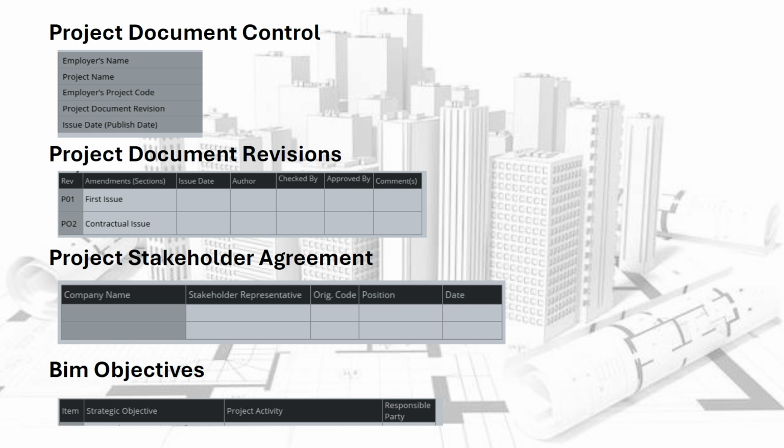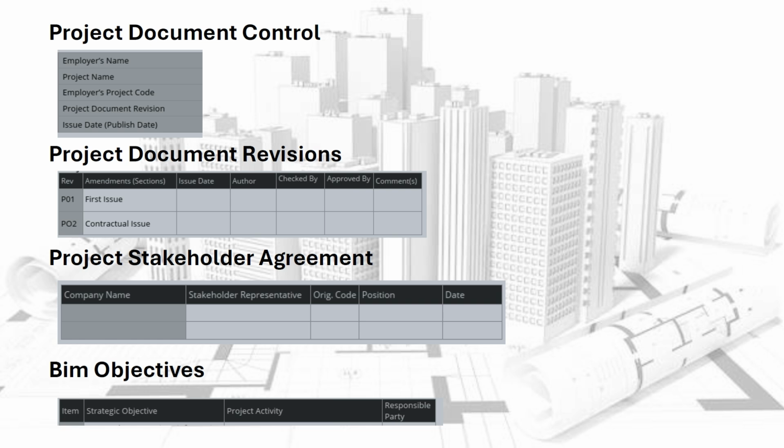In a BIM Execution Plan, BEP, clearly defined BIM objectives are crucial to ensuring that all parties involved in the project understand the strategic goals, how they will be achieved, and who is responsible for specific tasks. Below is a template that includes a section for BIM objectives. It outlines strategic objectives, corresponding project activities, and assigns responsibility to relevant parties.